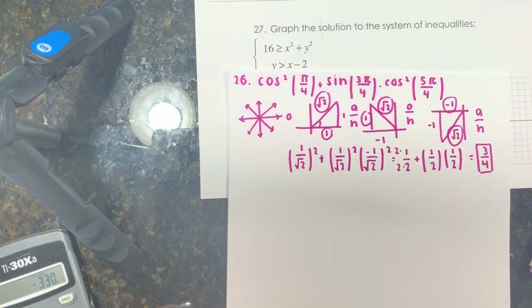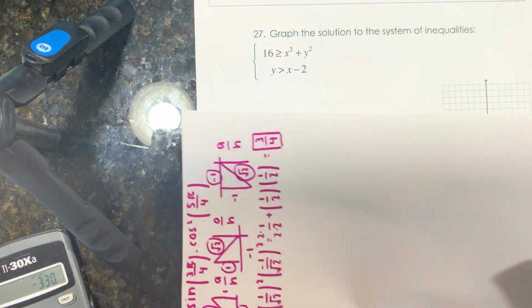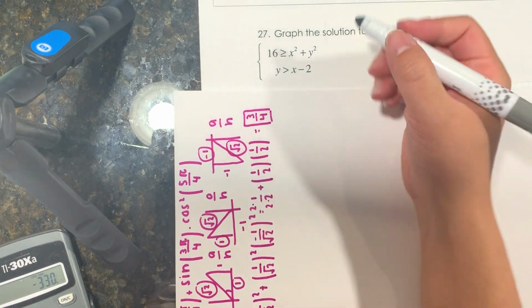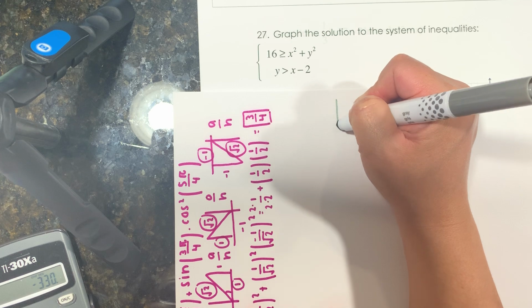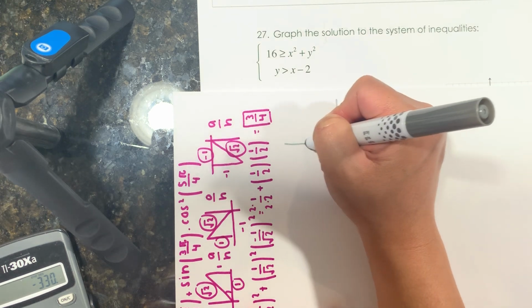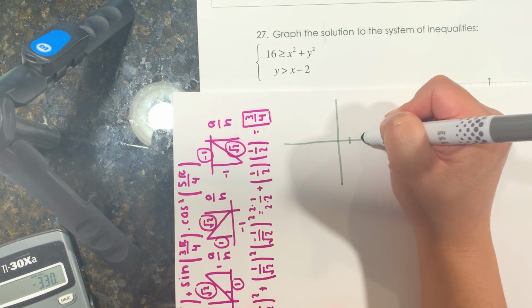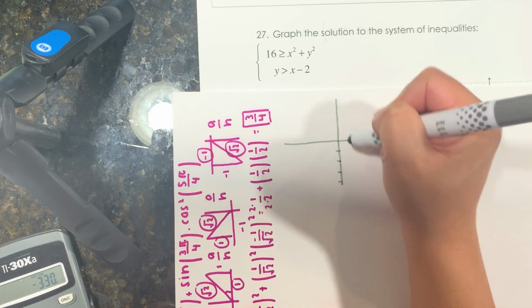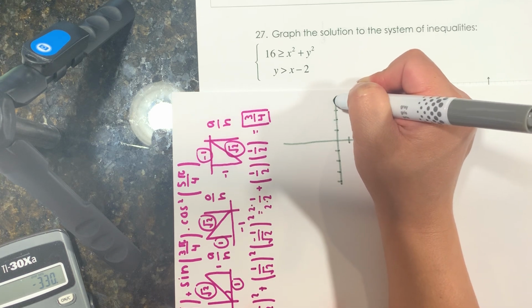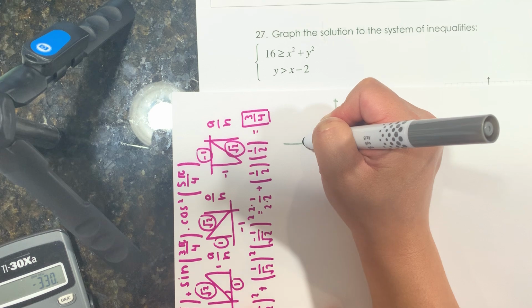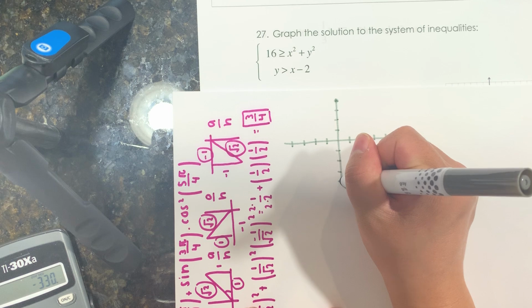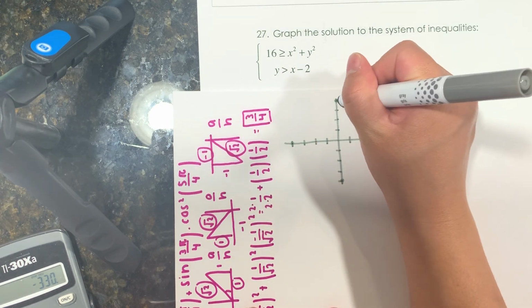Now 27, I have a circle in the top one and then a line in the bottom one. So for the first one, it's going to be centered around 0, 0, and the radius is going to be 4 because of the 16. So the radius is 4, centered at 0, 0. So this is going to be your circle.